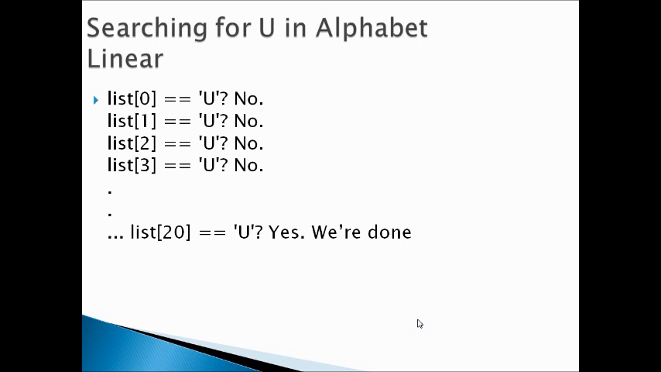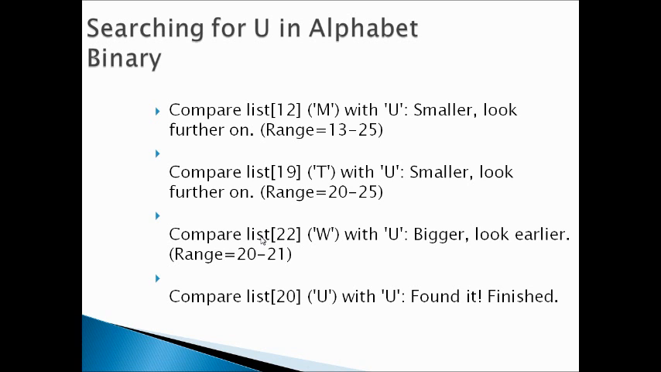Here's a good example of searching. Let's say we're searching for U in the alphabet and performing a linear search. First, we'll be looking at index 0 of the alphabet, which corresponds to A, and we're going to say, is that equal to U? No. We continue, and that's going to keep going until we hit index 20, and is that equal to U? Yes, and then we're done. So that's why linear search is sequential. It's by sequence.